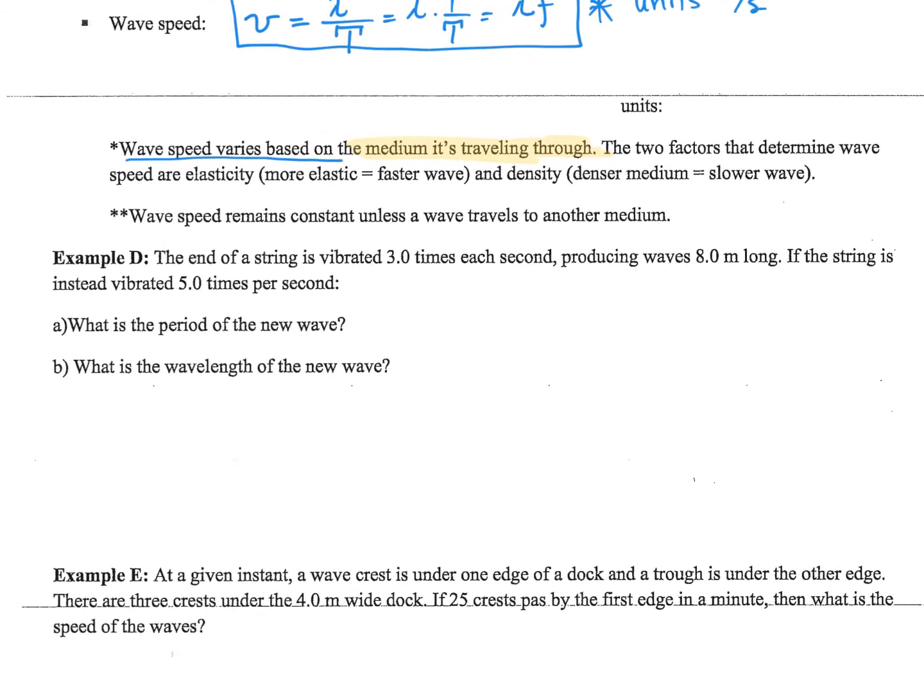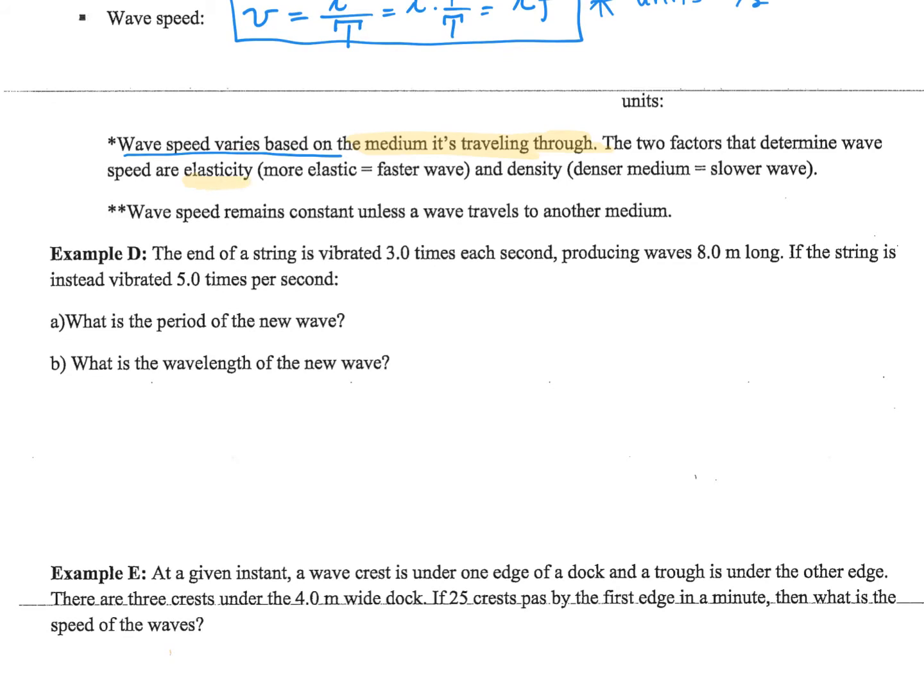So two factors determine the wave speed: elasticity and density, okay? And the big thing we need to know is more elastic means a faster wave and denser means a slower wave.